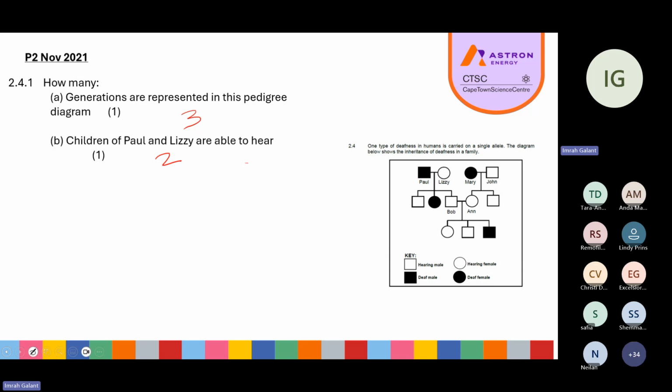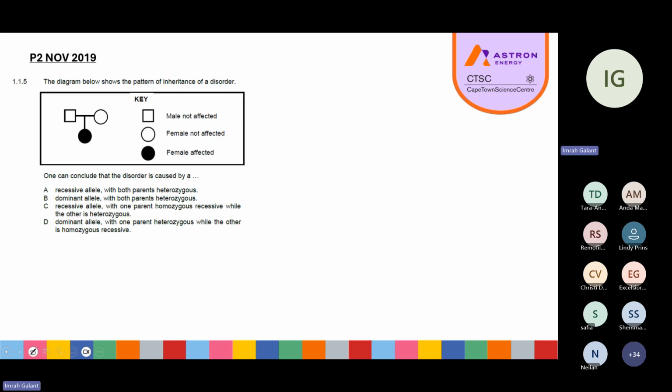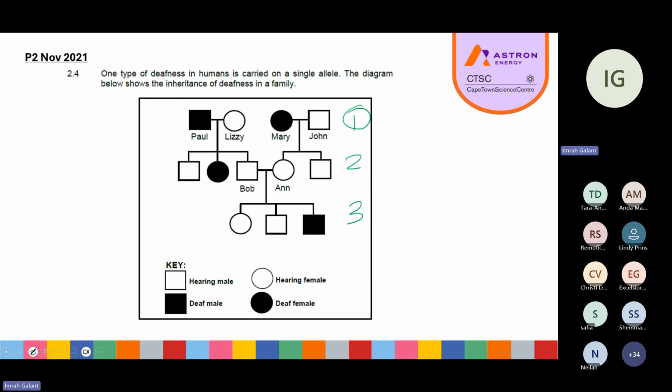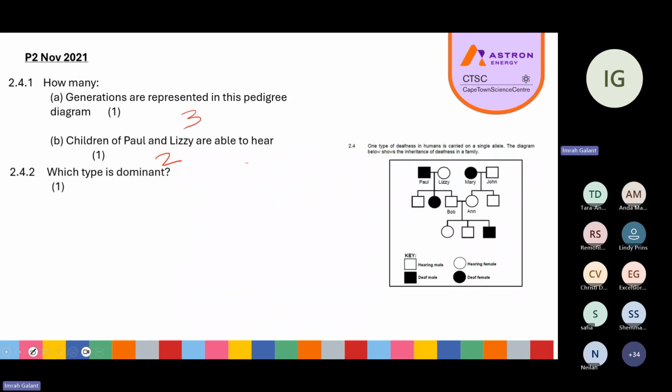Okay, let's move on to the next question. Which type is dominant? As we looked at while analyzing the diagram, we could see that there are more unshaded blocks than shaded blocks, meaning that hearing is the dominant trait and deaf is the recessive trait. So we can just say there, hearing is the dominant trait.